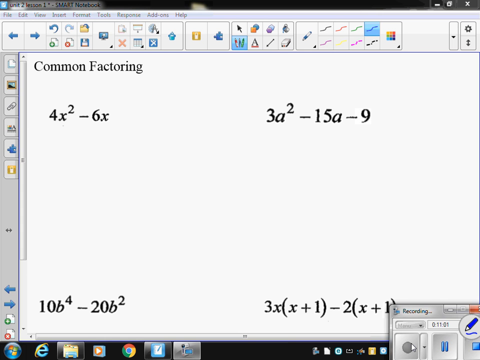One last slide is something that you did last year as well, called factoring. That's when we go in the opposite direction. So I have the answer, and I'm asked to write it as a multiplication.